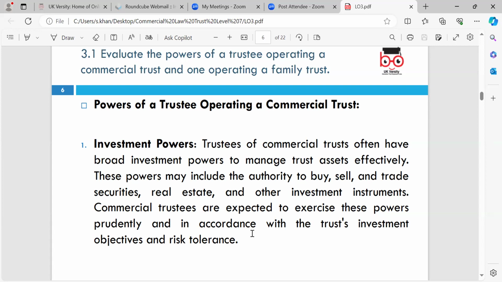Investment powers. Trustees of commercial trusts often have broad investment powers to manage trust assets effectively. These powers may include the authority to buy, sell and trade securities, real estate and other investment instruments. Commercial trustees are expected to exercise these powers prudently and in accordance with the trust's investment objectives and risk tolerance.